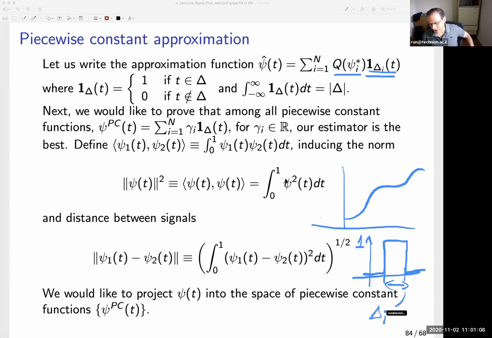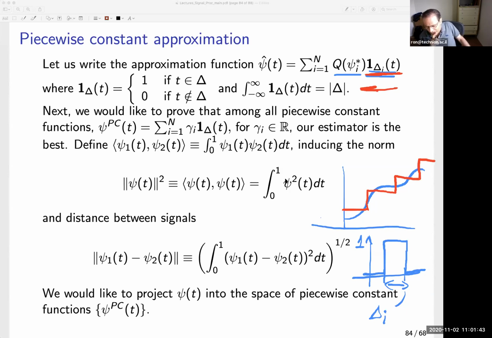I will use this function in order to represent my given signal as a piecewise constant function. So it would be psi 1 here, and then quantization of psi 2 here, etc., etc. And the way to represent this piecewise constant function is with this capital one or boldface one function. Again, this is the definition of my one function.